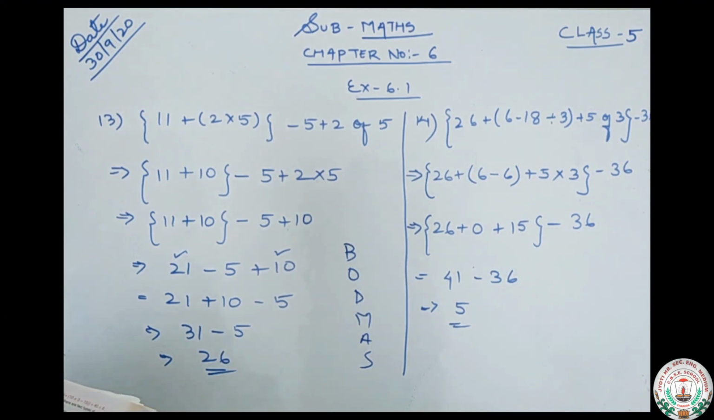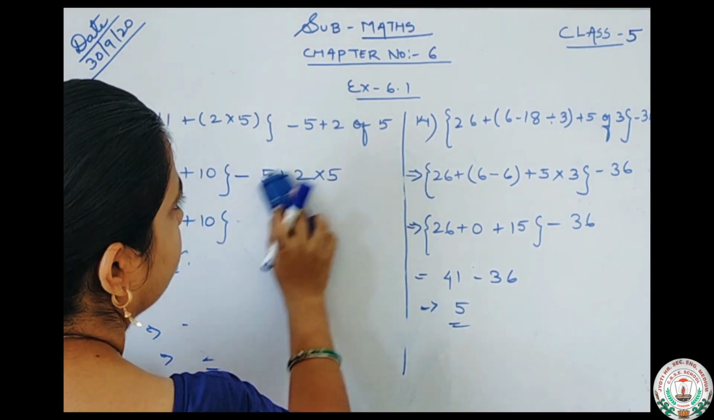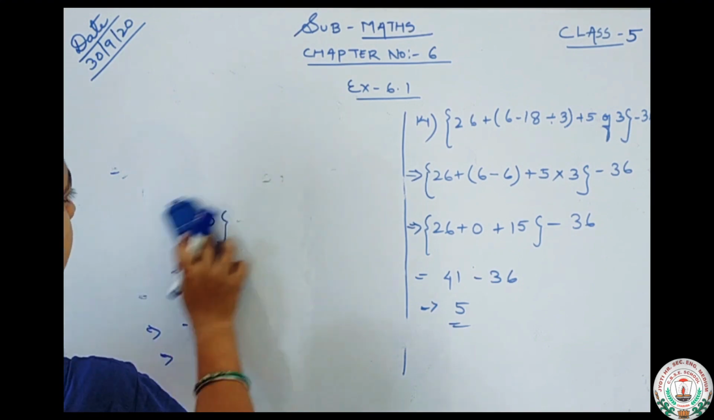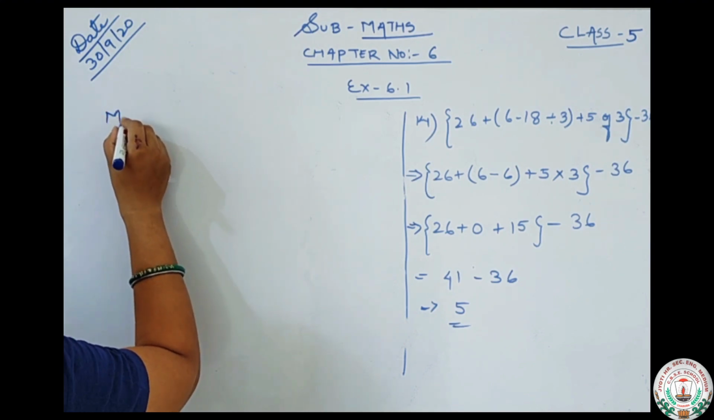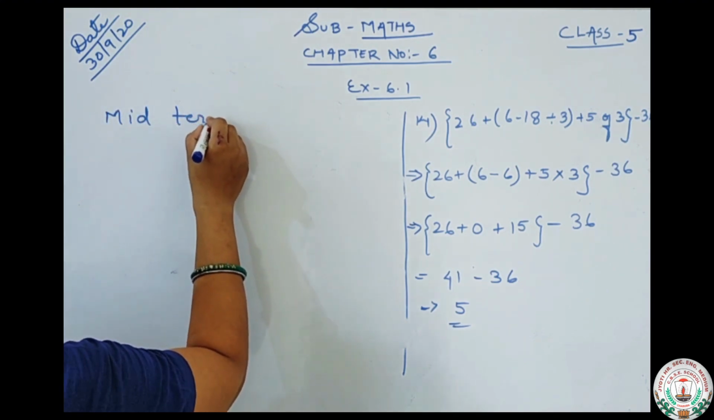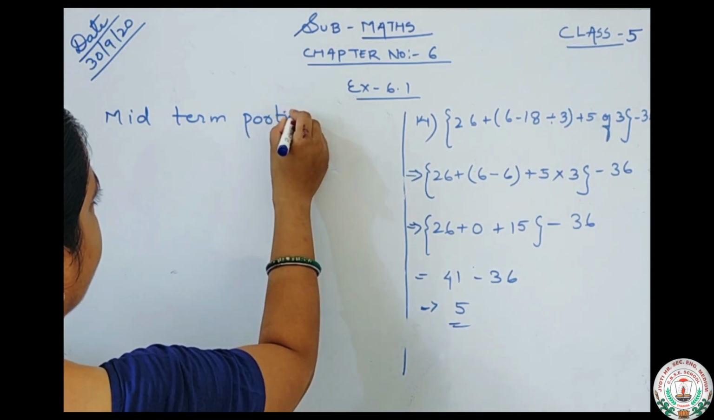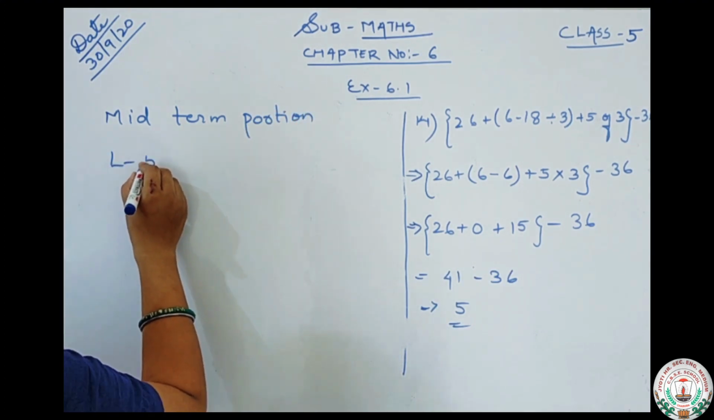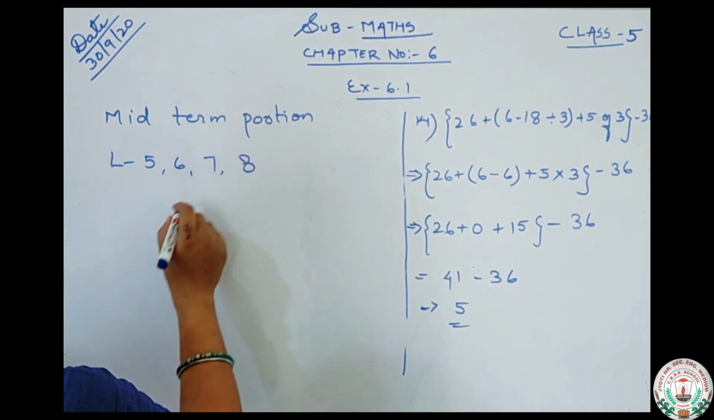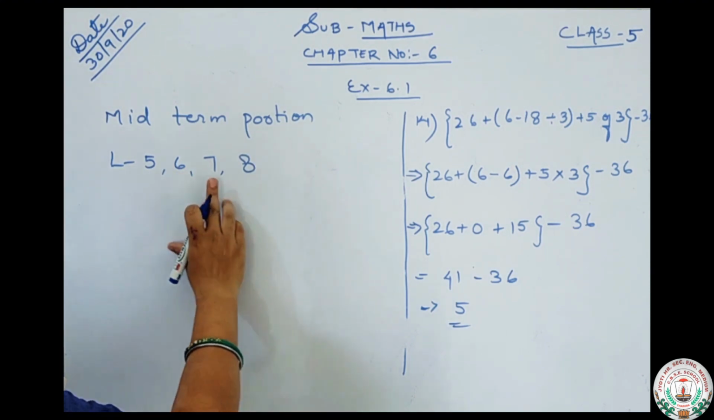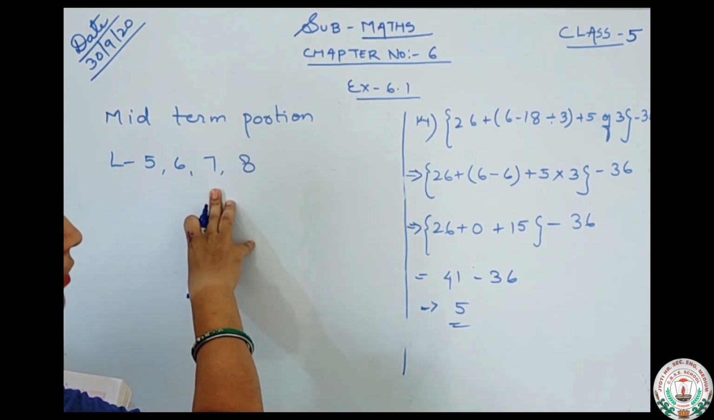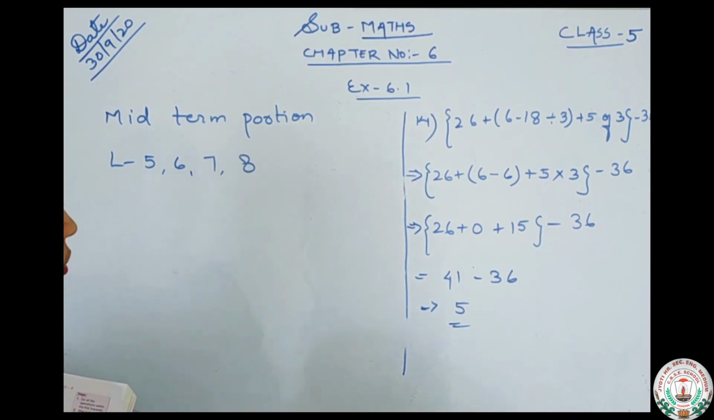With this we have completed our chapter number 6, and your midterm portion is lesson number 5, 6, 7 and 8. 5 is decimal, 6 is simplification of numerical expression, these two are completed. 7th is rounding of number, that is also a small chapter, and 8th is average. So these 4 chapters are coming in your midterm portion.